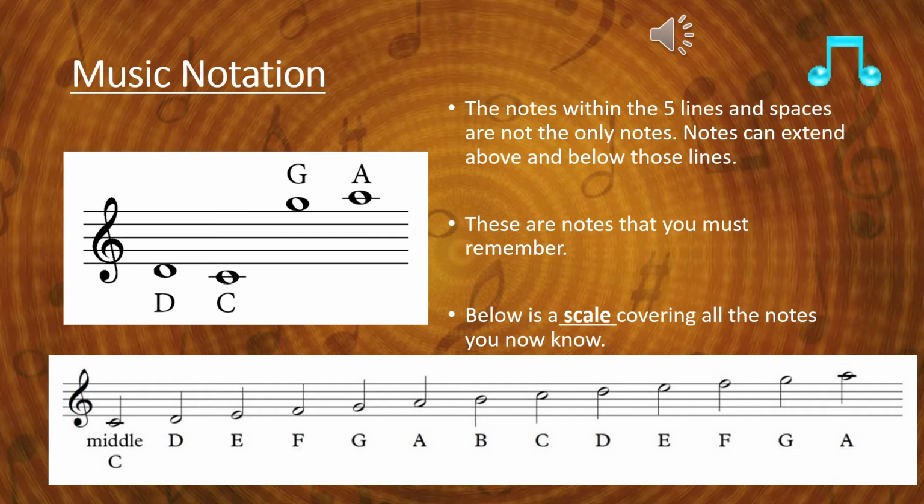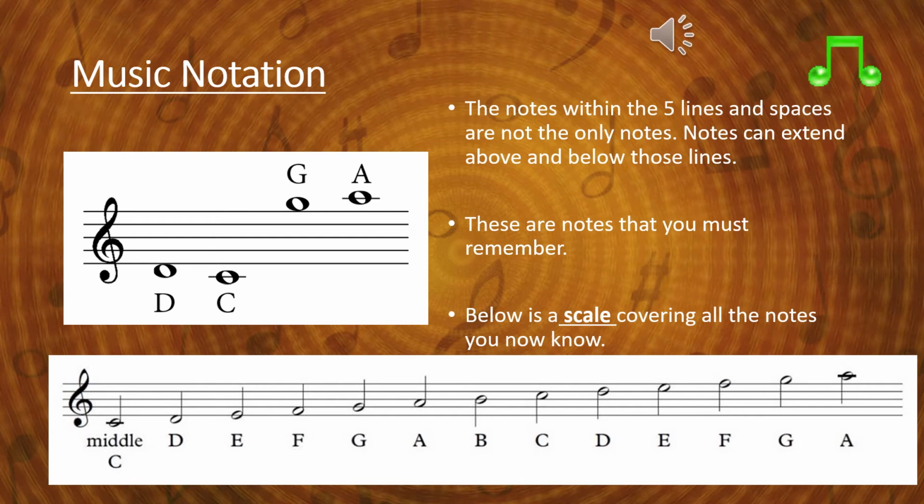This slide talks about other notes. Okay, so notes can extend above and below those lines. Your notes are not confined to those 5 lines and 4 spaces. You can have other ones, as you can see here. Now these notes you must remember. If you look at the image to the left, below the stave you have dangling D followed by C, and above the stave you have G followed by A.